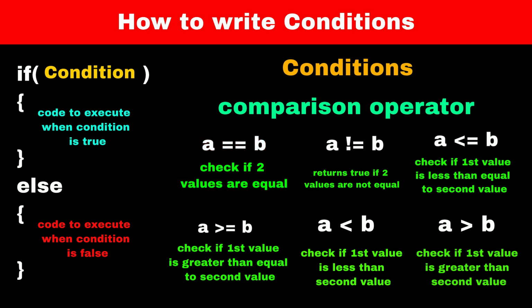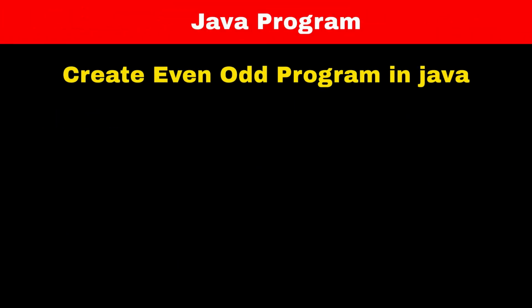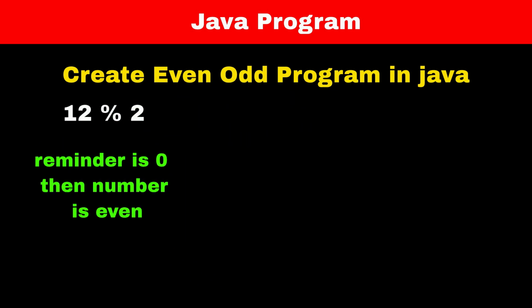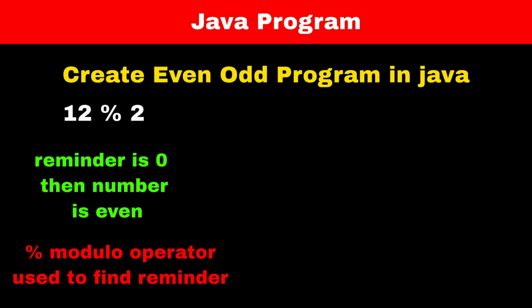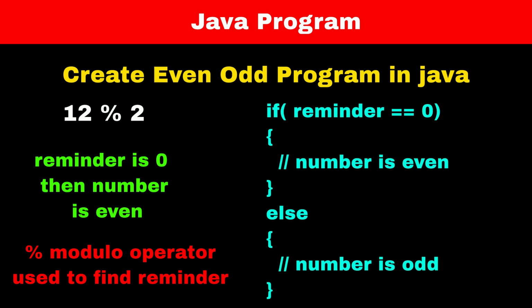Now let's put our knowledge into practice. We will create a simple Java program that determines whether the given number is even or odd. In mathematics, a number is even if its remainder when divided by 2 is 0. We can use modulo operator to find the remainder. So we have to check if remainder is 0 or not. If it is 0, then we will print number is even, else we will print number is odd.